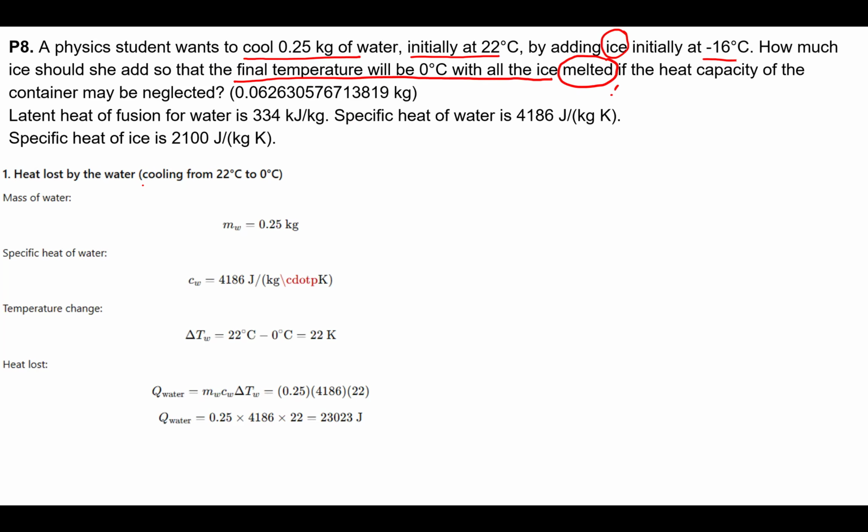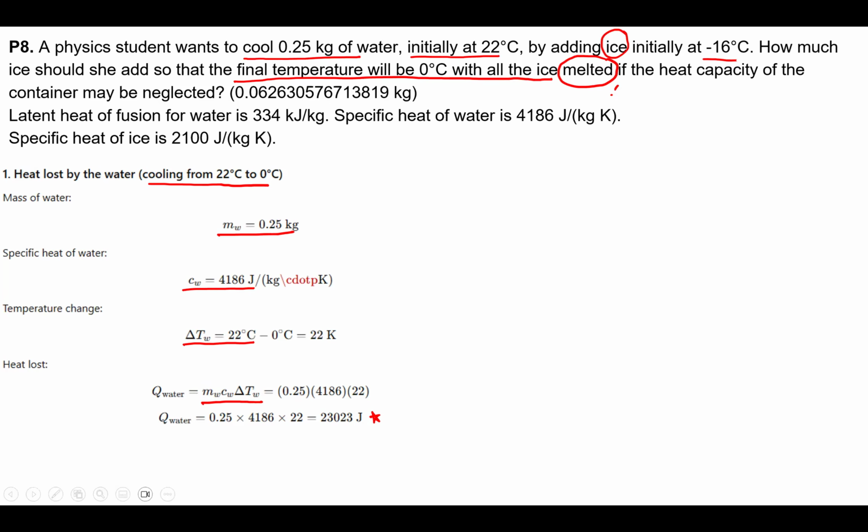The heat lost by the water cooling from 22 degrees to 0 degrees: the mass of water is given by this one, and the specific heat was given by this one. The temperature change is this one. For the water, we get the heat transfer formula mc delta T, and this is what is going to be lost. The water goes from 22 degrees to 0 degrees.